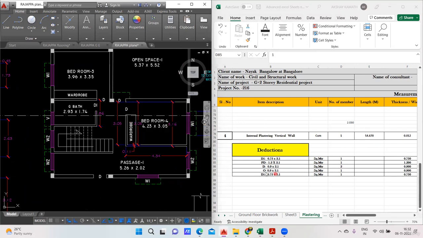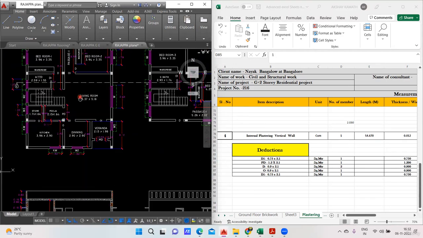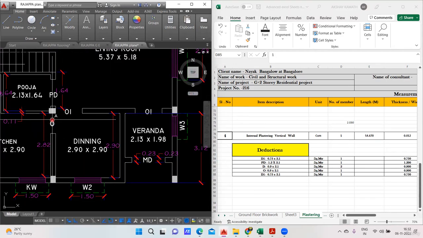Next, opening. Opening, O, I have written one time. So that means in vertical, one opening is there. So that should be this one. See, here one opening is there. Okay. So opening I've written, one I've written.